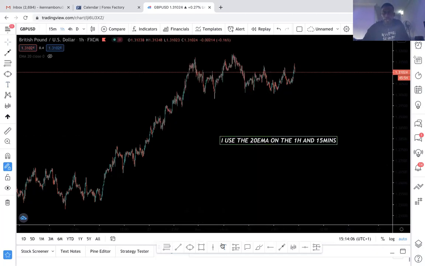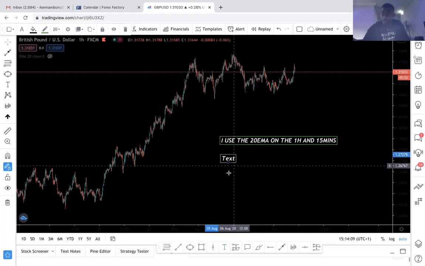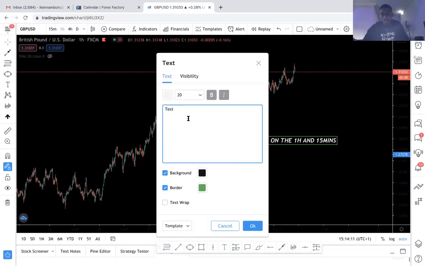Because the 20 EMA, the indicator, is generally lagging, don't rely on it a lot. But I use this as additional information to my trading strategy. I want you guys to use this on the 1 hour, and it's useful in a strong trending market alone. Okay.